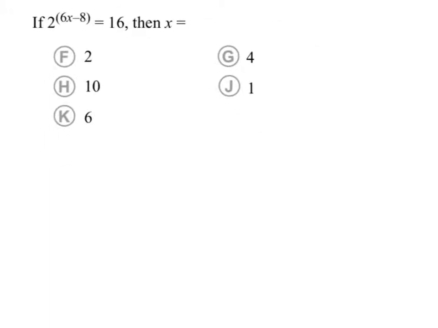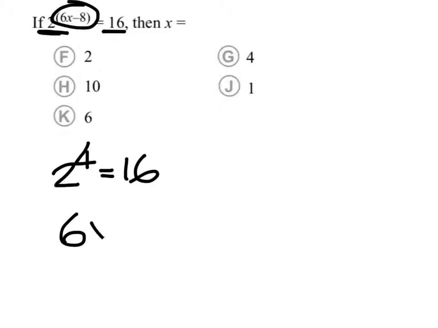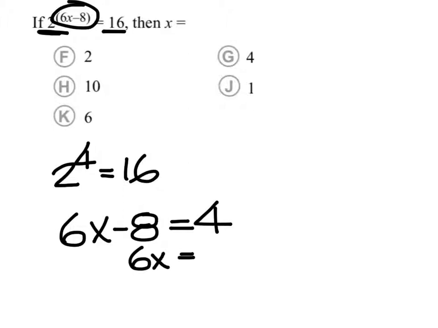And first, if you're just going to do it in your head, 2 to some power is 16. 2 squared is 4. 2 to the third is 8. 2 to the fourth is 16. So that means 6x minus 8 must be equal to 4. So if you move the 8 over and add it, you get a 12. X would have to be 2.